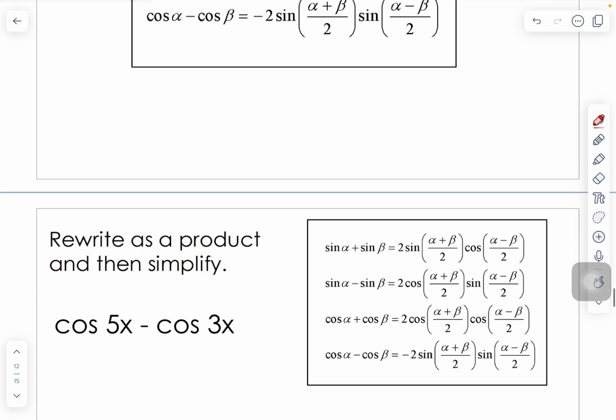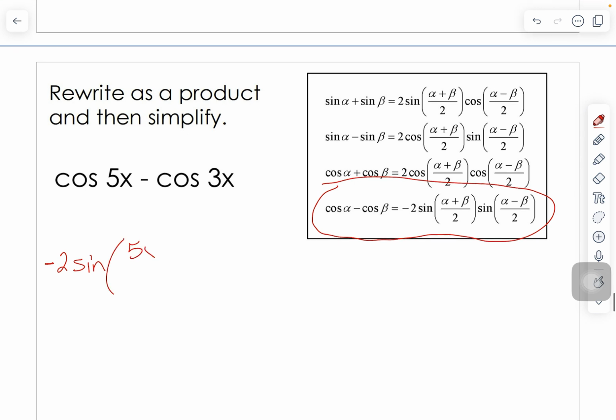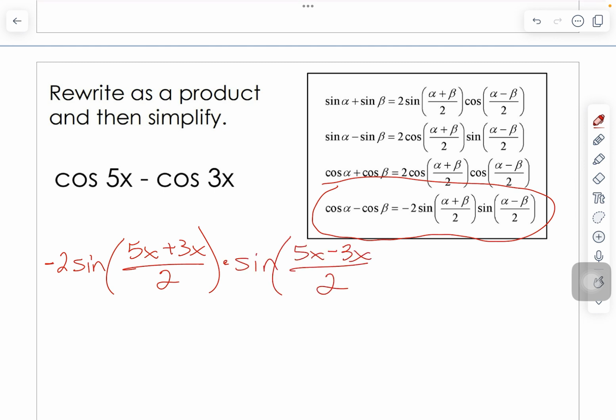So I'll start with 2 cosines being subtracted. So I'll go grab the one where I've got 2 cosines being subtracted, and I'm going to go minus 2 sine of 5x plus 3x over 2 times the sine of 5x minus 3x over 2. A little bit of simplifying, 8x over 2, so 4x, and that's sine.